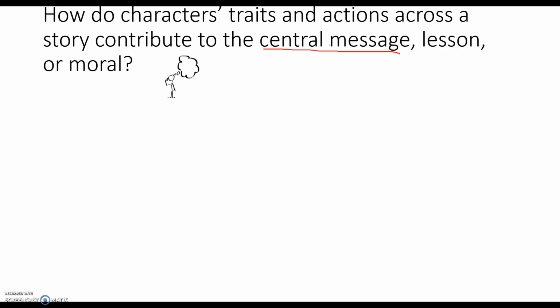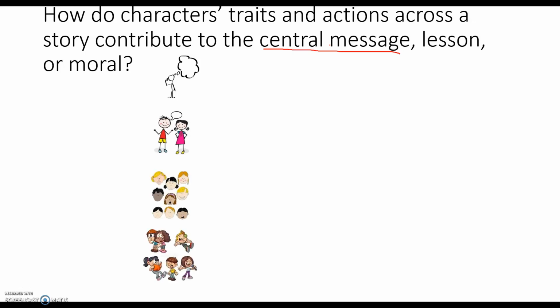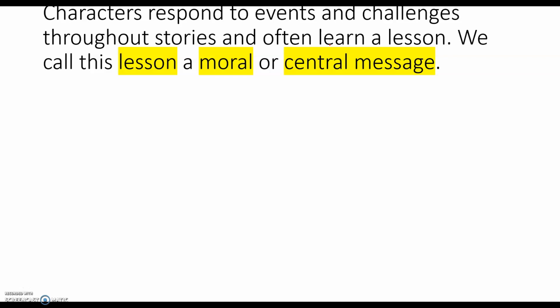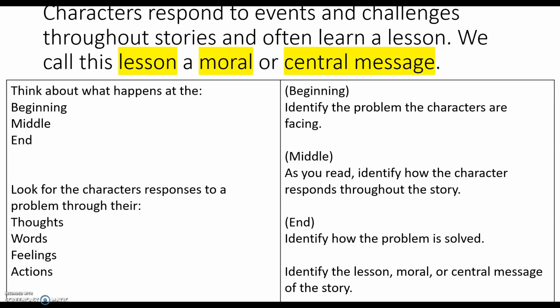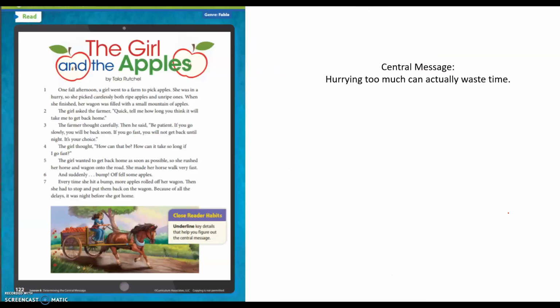So again, we're looking at those thoughts, words, feelings, and actions. And we're looking for that lesson or the moral of the story. Remember, when we do that, we look for the problem to start with. We look at how the character or the characters respond to the problem throughout the story, and then in the end, we look for the solution. Then we can think about, what can we learn from this? So again, those thoughts, words, feelings, and actions.